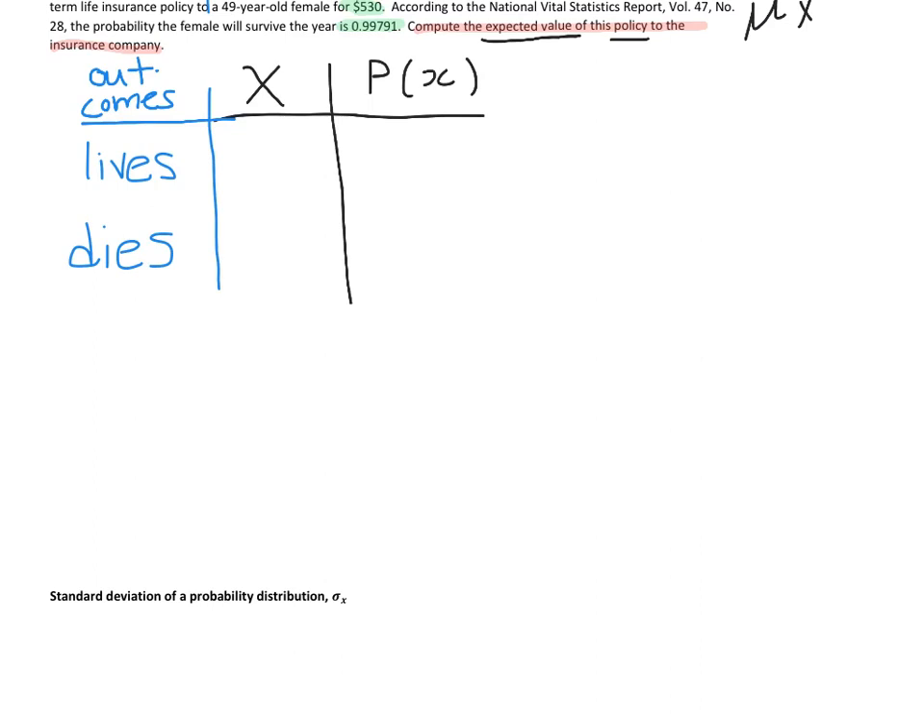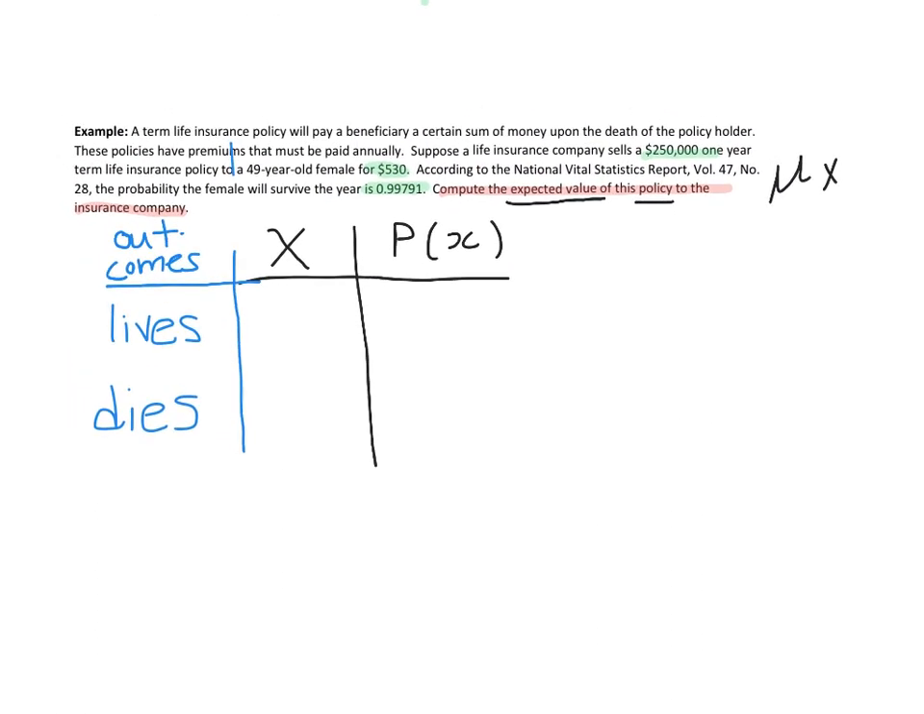All right, the expected value. Okay, so to the insurance company, if the woman lives, how can we turn that into a quantitative variable? Well, if the woman lives, we know that the woman gave $530 to the life insurance policy. So the insurance company will make $530. All right, and what's the probability of the woman surviving the year, the woman living? It's 0.99791.